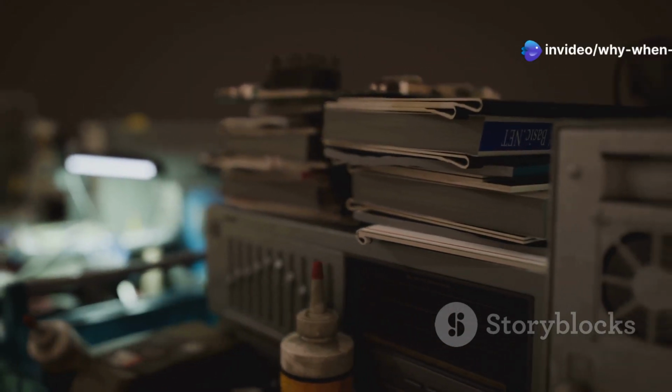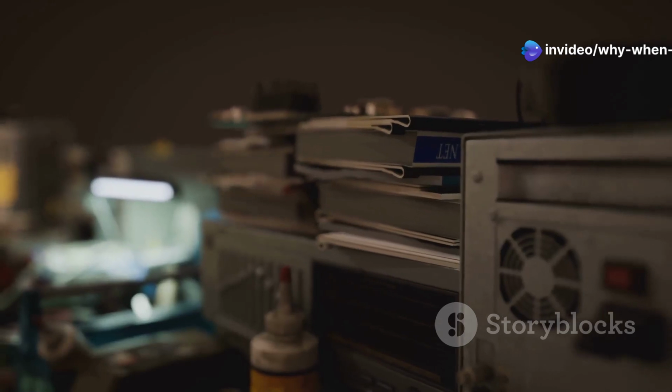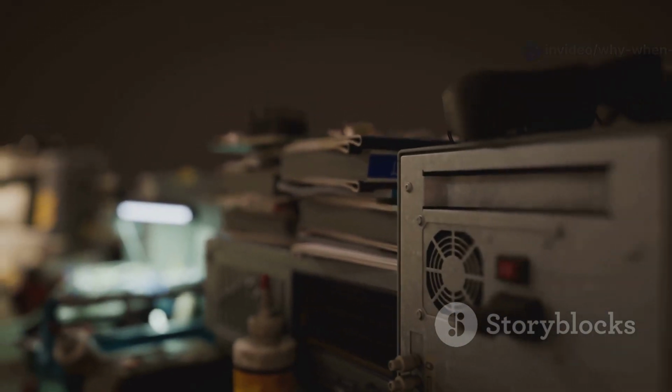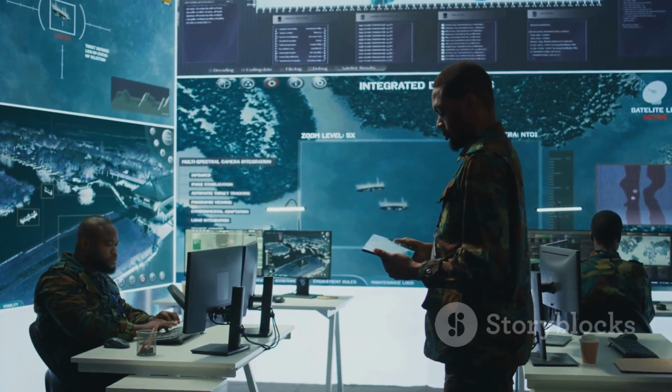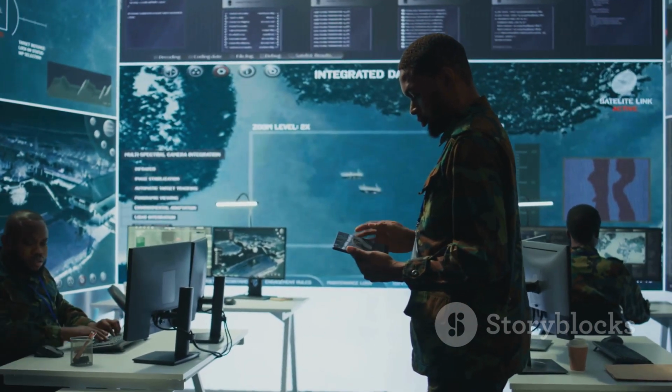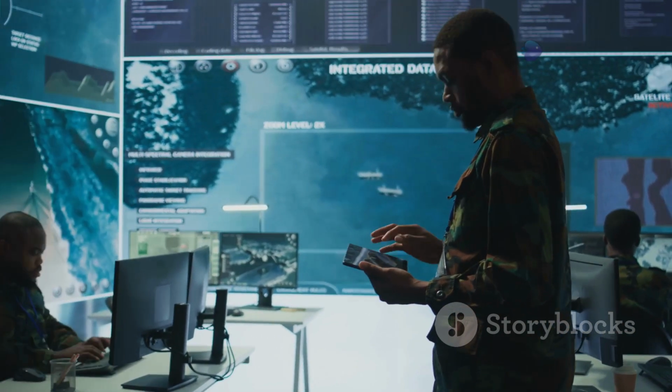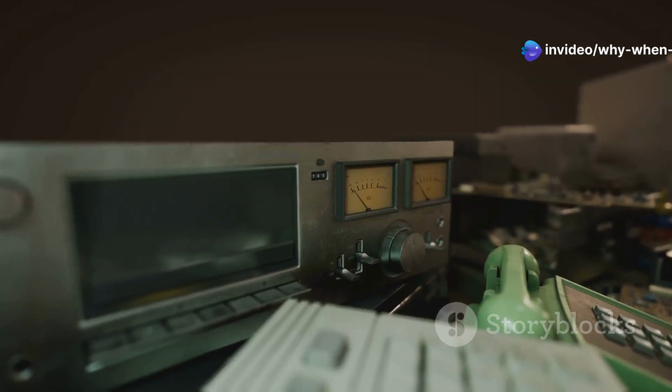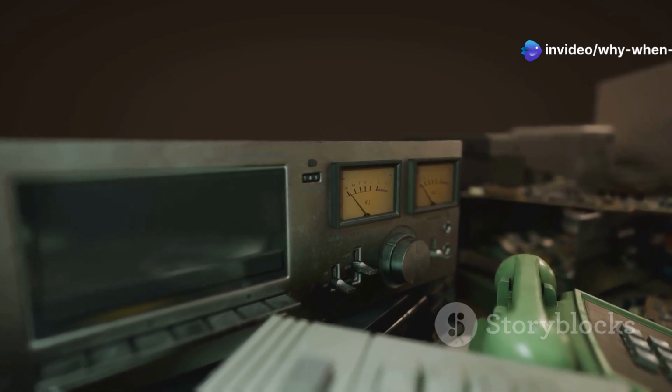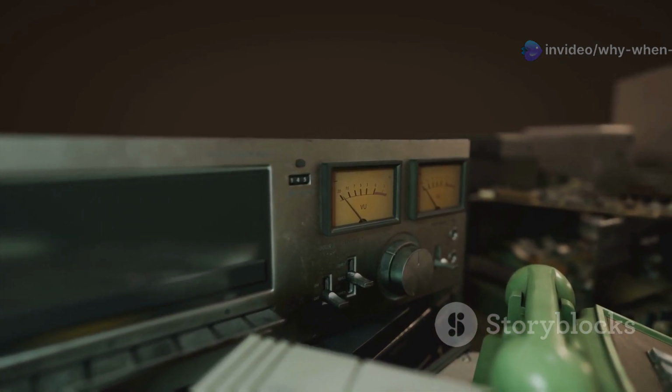The internet wasn't created by one genius overnight. It evolved over decades. Here's a quick timeline. In the 1960s, the US Department of Defense created ARPANET, the first network to connect computers. It was designed to allow information sharing, even if part of the system went down, important during the Cold War.